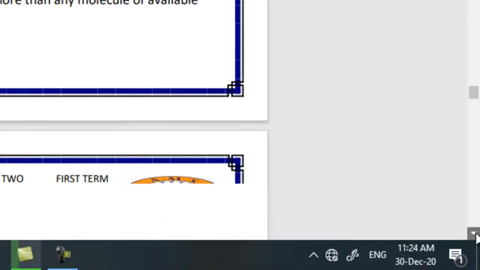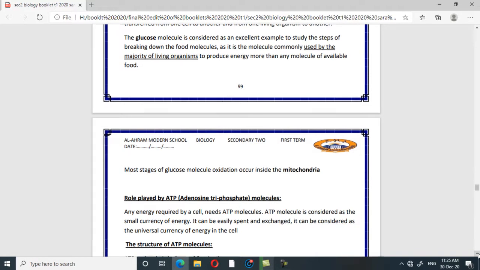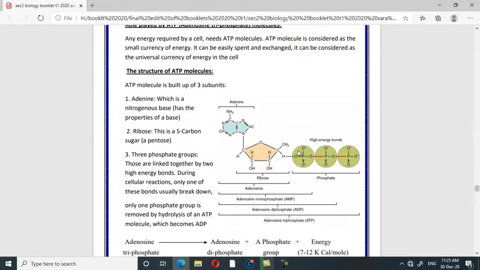The first is called glycolysis, followed by the Krebs cycle and the electron transport chain. Glycolysis occurs inside the cytosol or the cytoplasm of the cell, and the second 2 steps occur inside the mitochondria. So let's start with the structure of the ATP molecule.